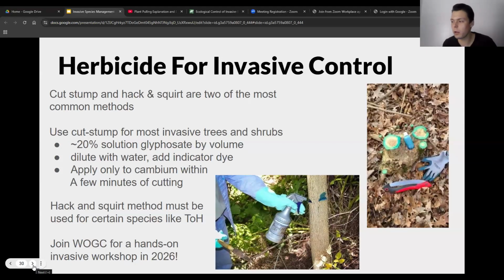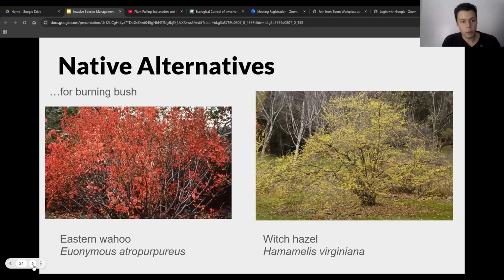And now I know we're kind of pressed for time, so I just want to quickly go through some alternatives to these invasive species. So we can just run through these really quickly, Allison. So burning bush, we have Euonymus, I forget what the species epithet is, but the native eastern wahoo should be planted far more. It's gorgeous, looks very similar to burning bush, still has that blazing red color, but it's native and it actually feeds the organisms around us.